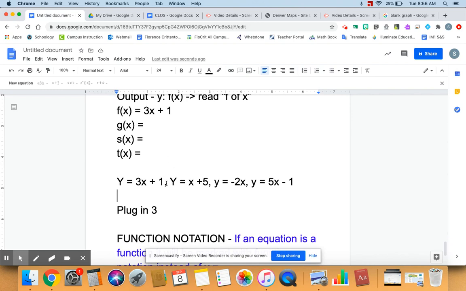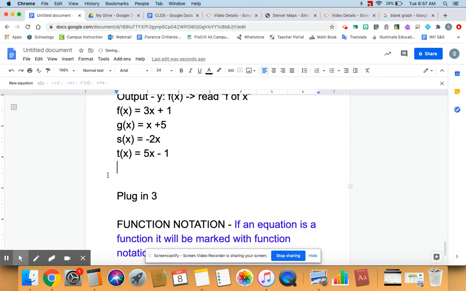But if I were to name them, if I were to say, okay, this one I'm going to call F, and then this one I'm going to call G, and then this one I'm going to call S, and then this one I'm going to call T. So now, if I say plug in 3 to S, then you know which one I was talking about. I would mean this one right here. So giving them names really helps, which is why that first letter is there.